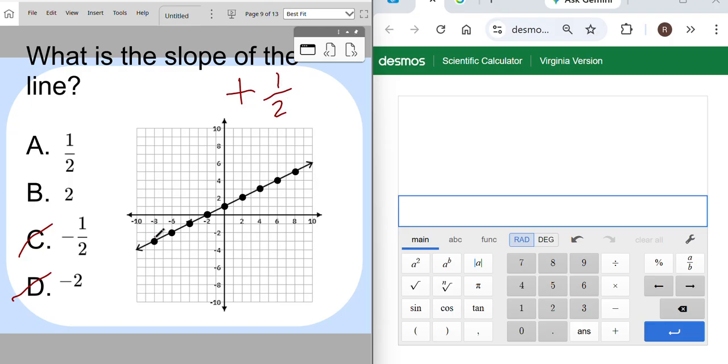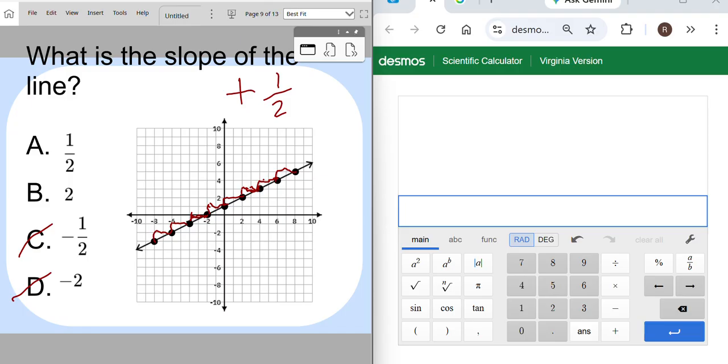But I want to prove that to you by starting back here and making sure it works every time. So let's make sure we're right. Up 1 over 2. Up 1 over 2. Up 1 over 2. Oops, I got crooked there. Over 2. Up 1 over 2. So I know my slope is correct because even though I started here, every time I counted 1 over 2, I stayed on the line.